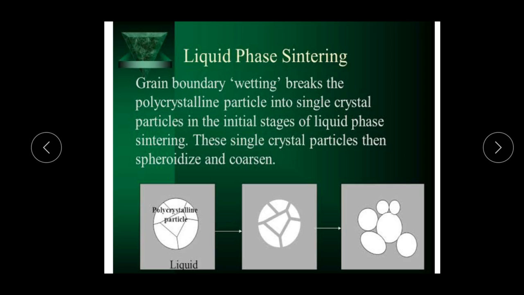The grain boundary wetting breaks these polycrystalline particles into single crystals. What we can see in the first image is polycrystalline particles, which break into single crystal particles in the initial stage. In image 2, these are the single crystal particles. In the stages of liquid phase sintering, these single crystal particles then spheroidize and coarsen, as we can see in image 3. So it looks like a spheroidal and coarsened structure.